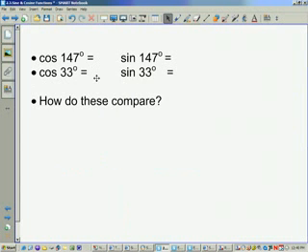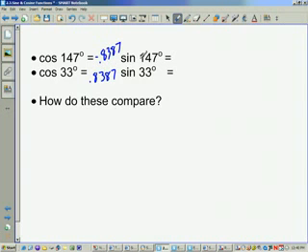So let's plug into our calculator the cosine of 147. Make sure your calculator is in degree mode. The cosine of 147 is negative 0.8387 if I round it to 4 decimals. Now the cosine of 33, if I plug it into my calculator, is just 0.8387. Notice that the numbers are the same, just this one is negative and this is positive.